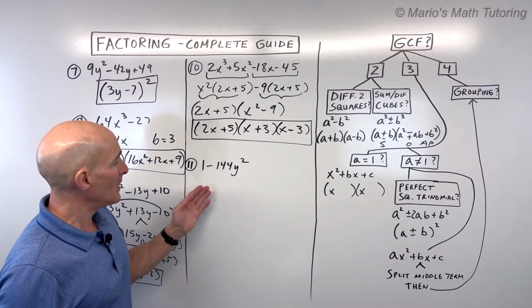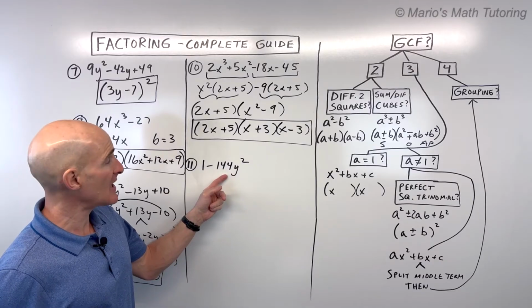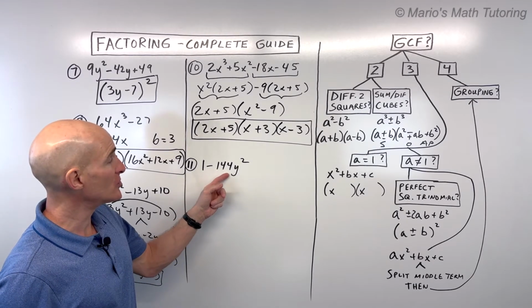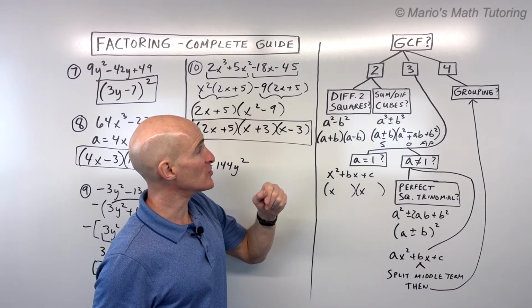For number 11, what do you think about this one? It looks like there's not a greatest common factor. There's two terms. Is it a difference of two squares, or is it a sum or difference of two cubes?